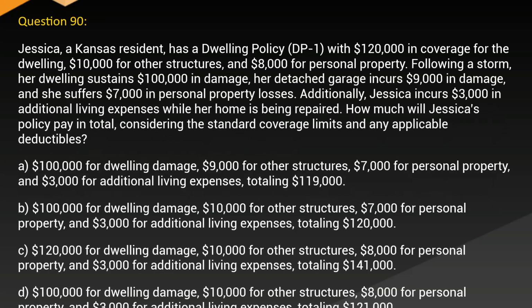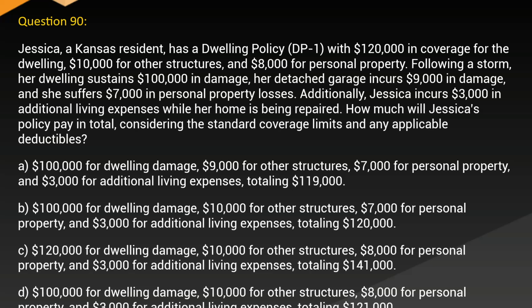Question 90. Jessica, a Kansas resident, has a dwelling policy D1 with $120,000 in coverage for the dwelling, $10,000 for other structures, and $8,000 for personal property. Following a storm, her dwelling sustains $100,000 in damage, her detached garage incurs $9,000 in damage, and she suffers $7,000 in personal property losses. Additionally, Jessica incurs $3,000 in additional living expenses while her home is being repaired. How much will Jessica's policy pay in total considering the standard coverage limits and any applicable deductibles?